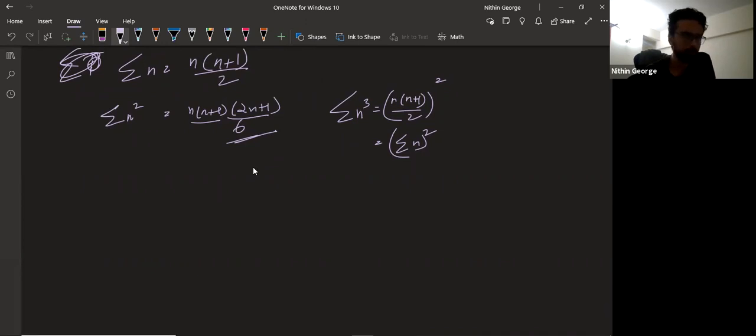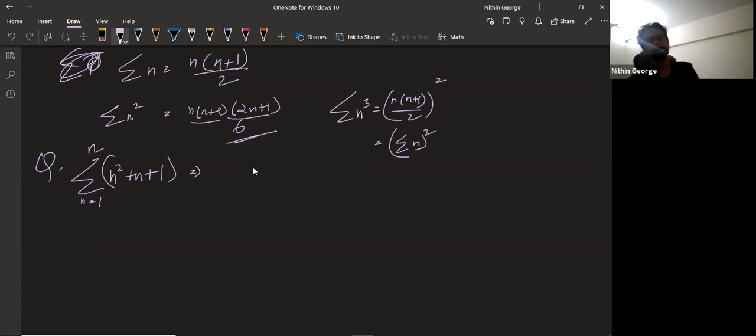All right. Then what do we do? Summation r equal to 1 to n of r square plus r plus 1. How do you solve such a problem? What is the answer here?